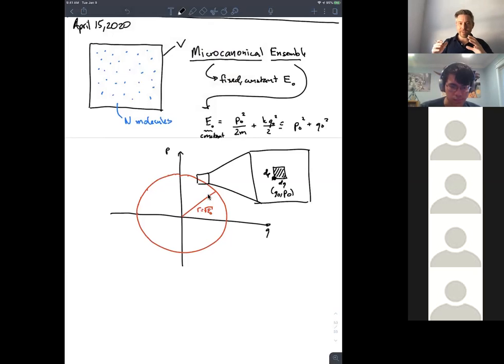In order to count the number of states we have, we essentially take this circle and divide it up into a bunch of little squares, and we count the number of squares simply by integrating.